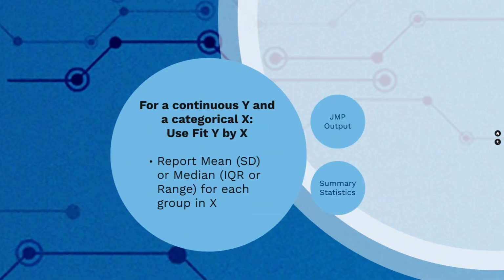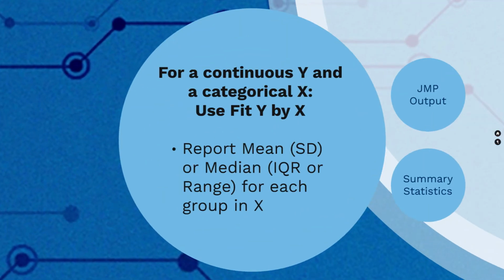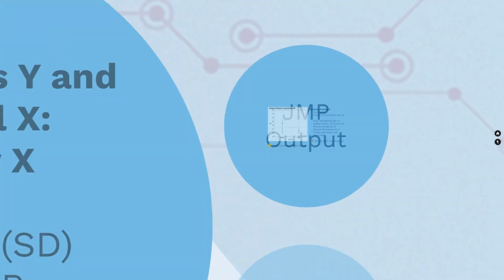So now we can move on from there to a continuous Y with a categorical X. In this case, you'll report the overall mean and standard deviation, or again, median IQR, median range, but you'll also report those values for each group in X. So let's look at the JUMP output.